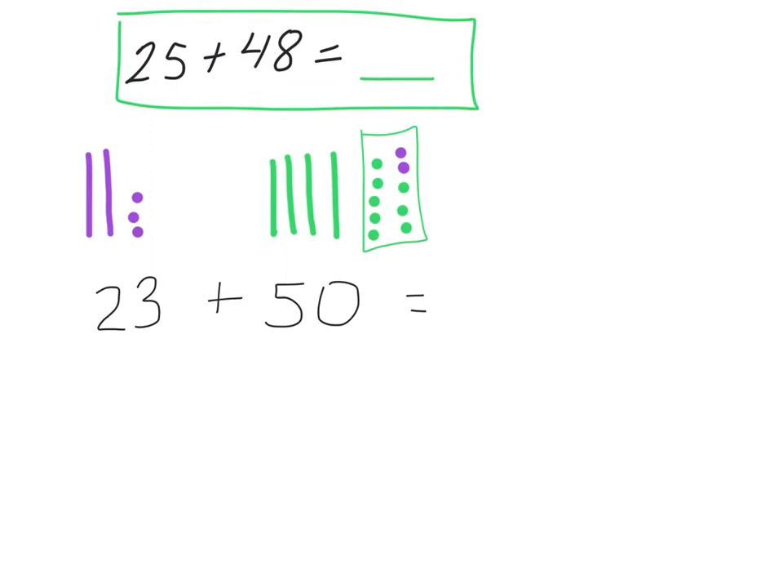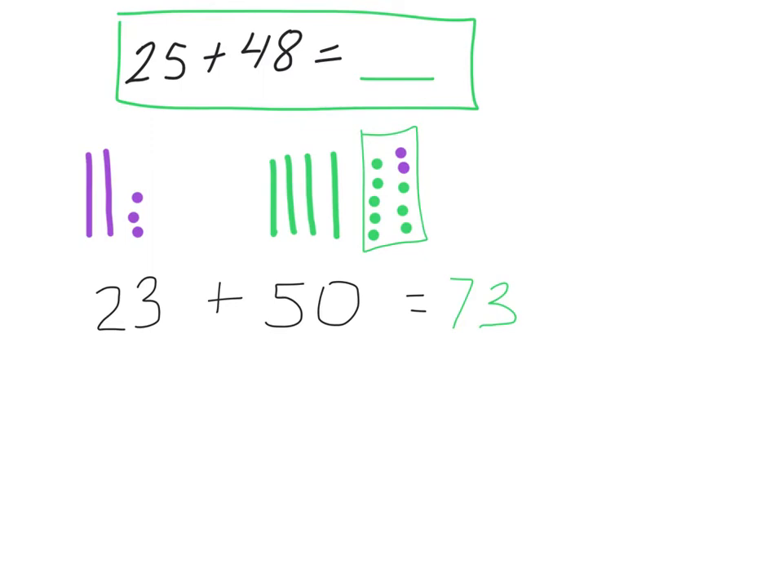So we can add 50 to 23 in our heads. We start with 23 and count 5 more tens. So that's 23, 33, 43, 53, 63, 73. So the sum is 73.